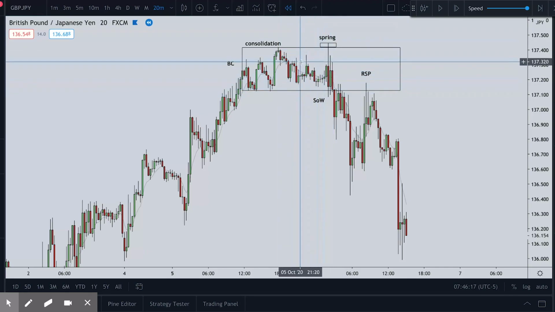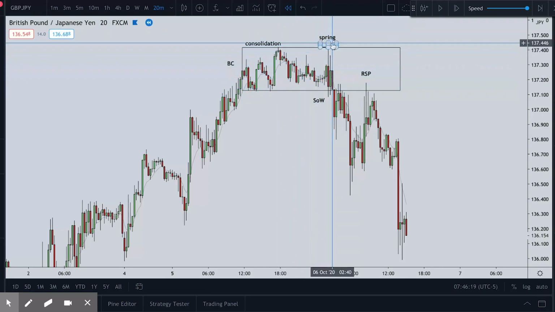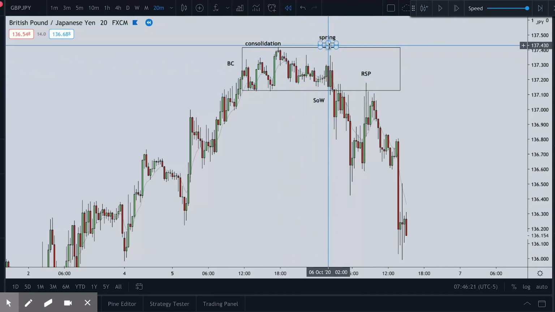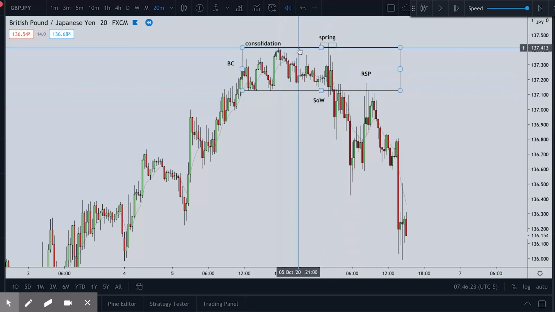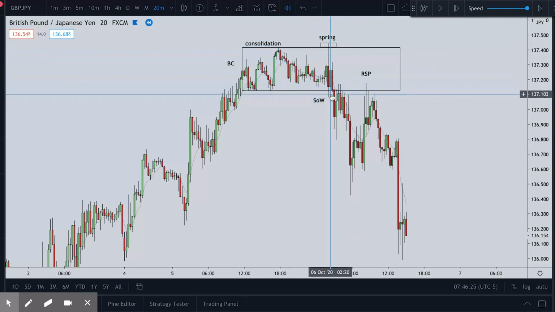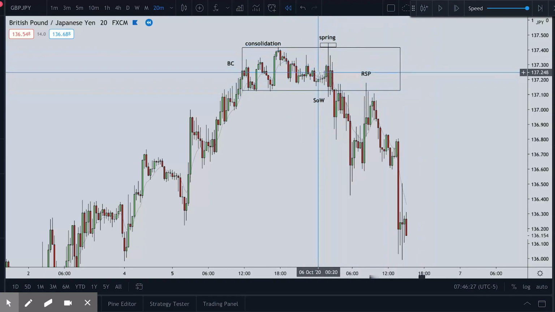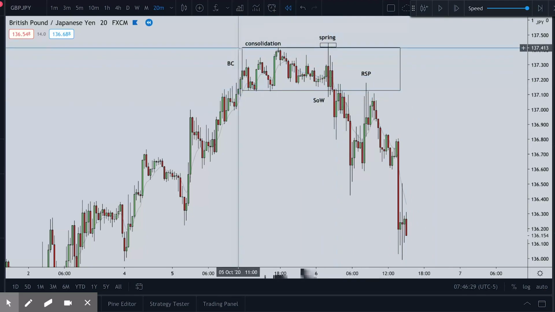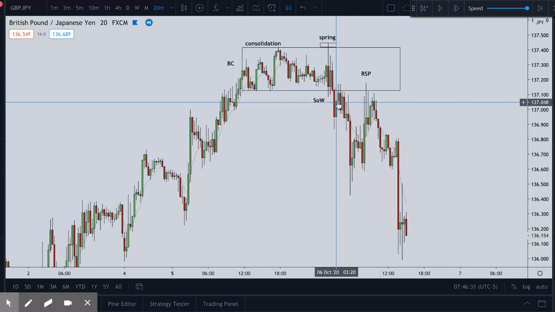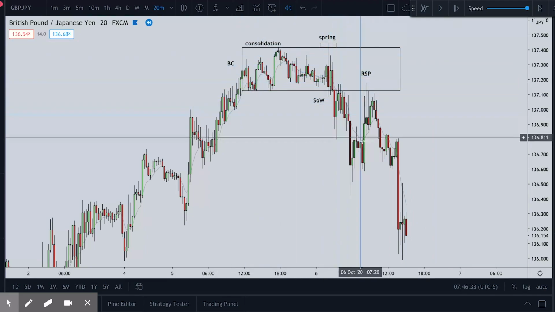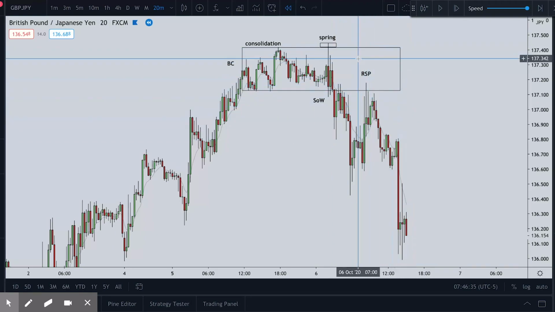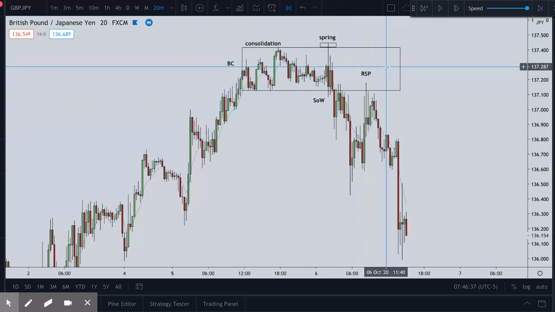The spring then is the final push by the buyers to try and take this price out of the top of the range, followed then by a sign of weakness, where it shows the sellers have got much more strength in pushing the market down. So the sign of weakness closes us beneath the distribution schematic. And then what we have then is a retest into the zone to form the real selling point. And this is where we want to sell.